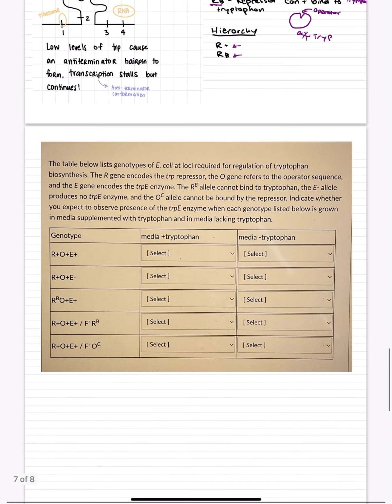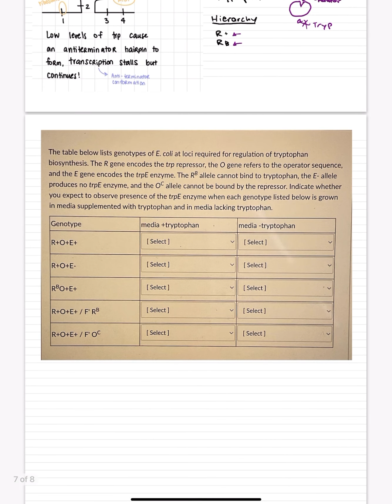All right, going on to a practice problem. The table below lists genotypes of E. coli at loci required for regulation of tryptophan biosynthesis. The R gene encodes for the tryptophan repressor, the O gene refers to the operator sequence, the E gene encodes for the TrpE enzyme, the RB allele cannot bind to tryptophan, the E- allele does not produce any TrpE enzyme, and the OC allele cannot be bound by the repressor. Indicate whether you expect to observe presence of the TrpE enzyme when each genotype listed below is grown in media supplemented with tryptophan and media lacking tryptophan.